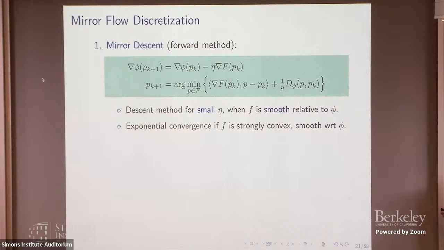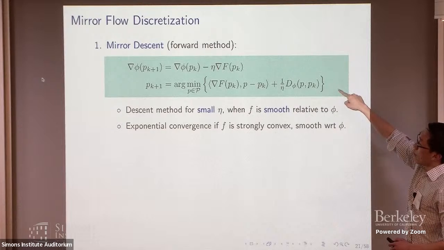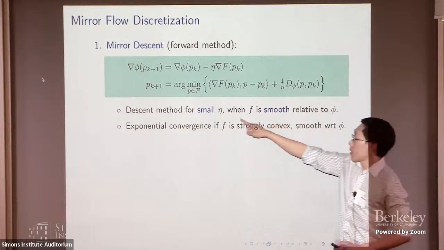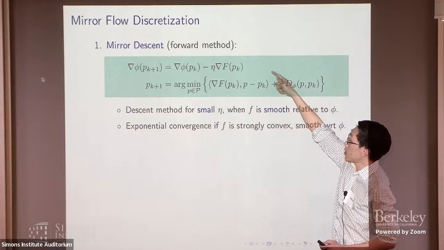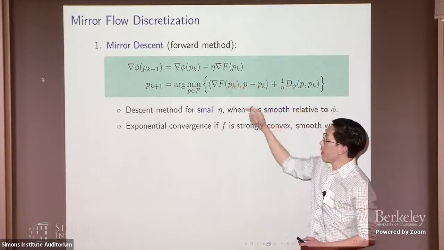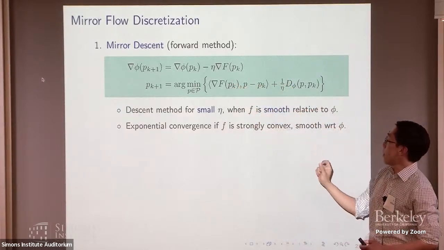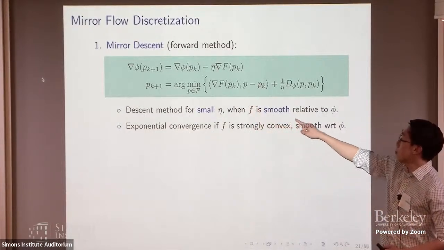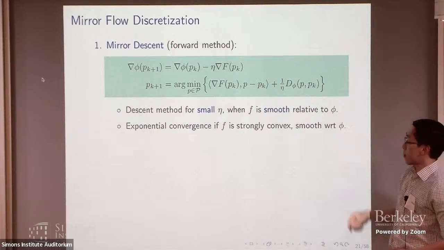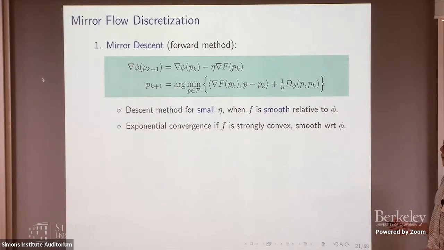Okay, so mirror descent, and as is usual in optimization, when you do a forward method, this is a descent method for small enough step size. Descent method meaning that this discretization decreases your objective function f if you choose the step size to be small enough, and assuming your objective function, this will be capital F, is smooth relative to your convex regularizer phi. And if you have strong convexity, you can improve that to an exponential convergence rate.